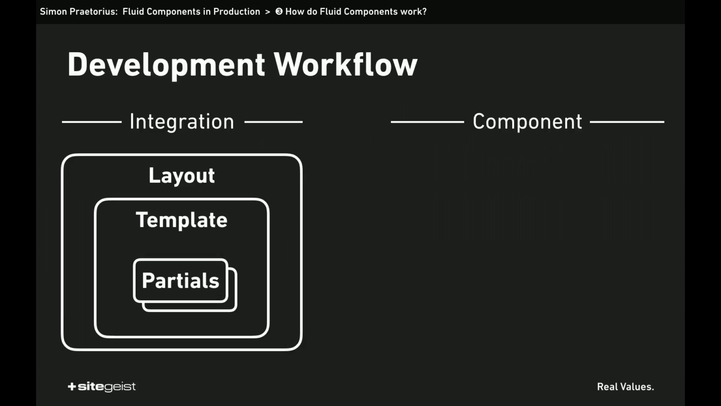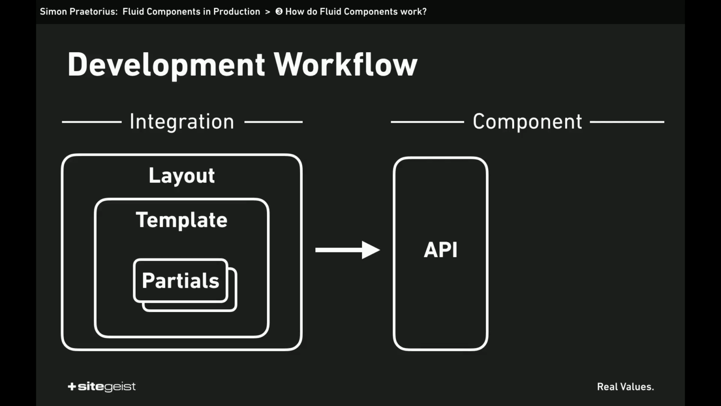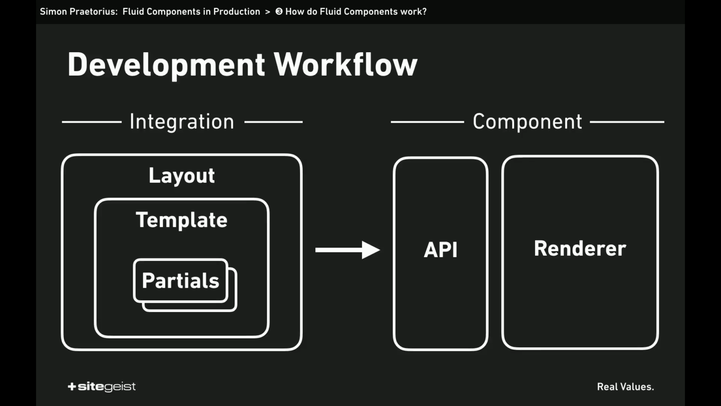You have Fluid layouts, templates, and partials, which you can use to create a layout on your site and to call components within that. Then there's the component API, where you define the API between the integrator or backend developer and the front-end developer. And then there's the renderer part of the component, where the front-end developer can define what to do with the data the component gets over the API.